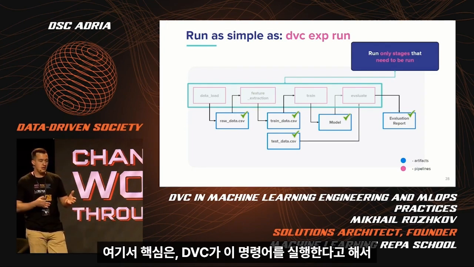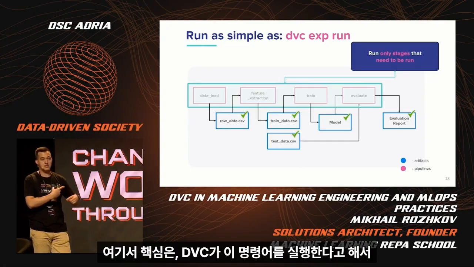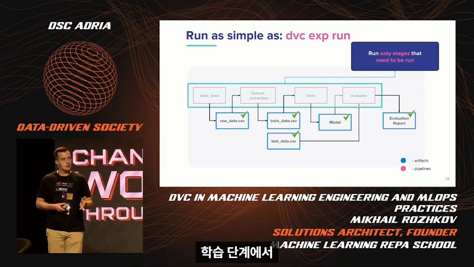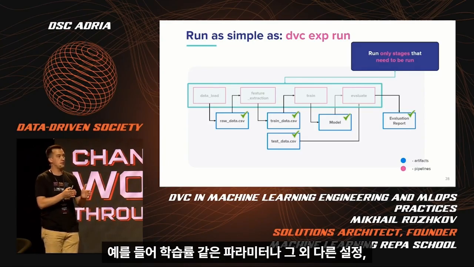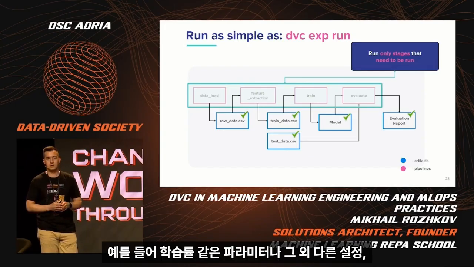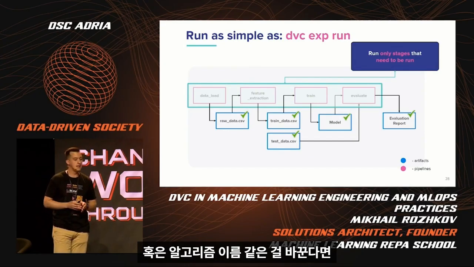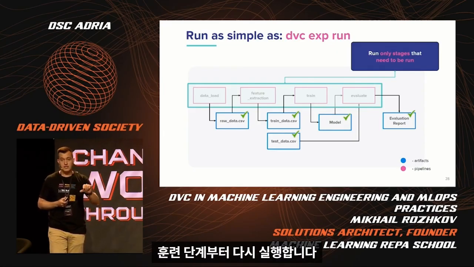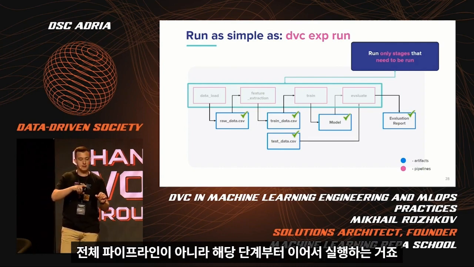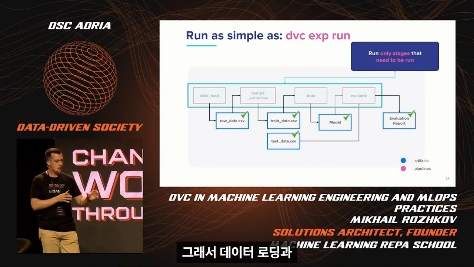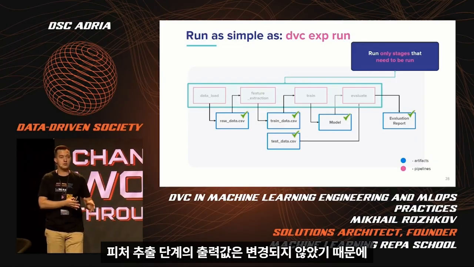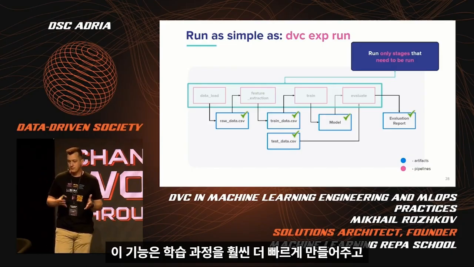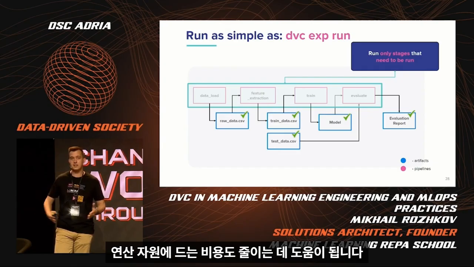And the magic here is that DVC doesn't run every stage when you run this command. It means, for example, if you run the whole pipeline, and then on the train stage, you change some parameters, like learning rate or something like that, or name of algorithm, DVC will understand that only parameters or, let's say, dependencies for the train stage have changed, and will rerun the pipeline starting from this stage. So it will take the outputs from the data load and feature extraction stages because they didn't change, and we can reuse those results.